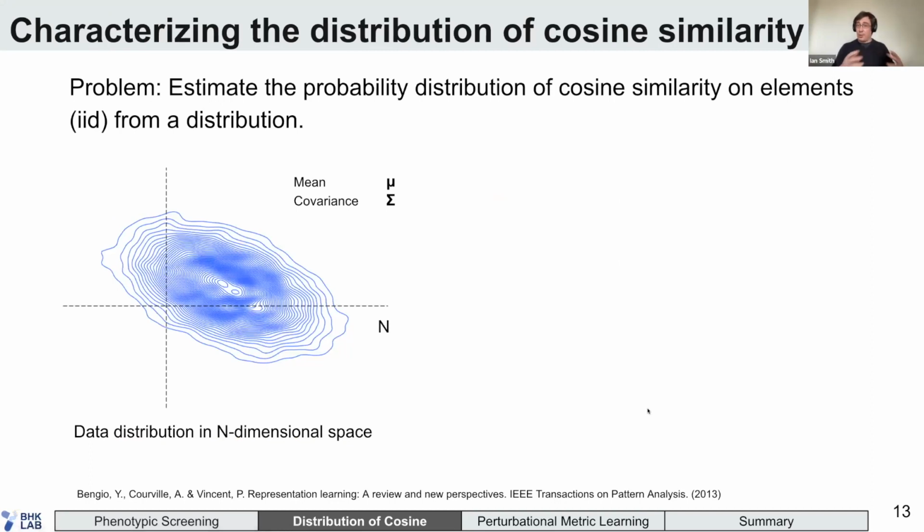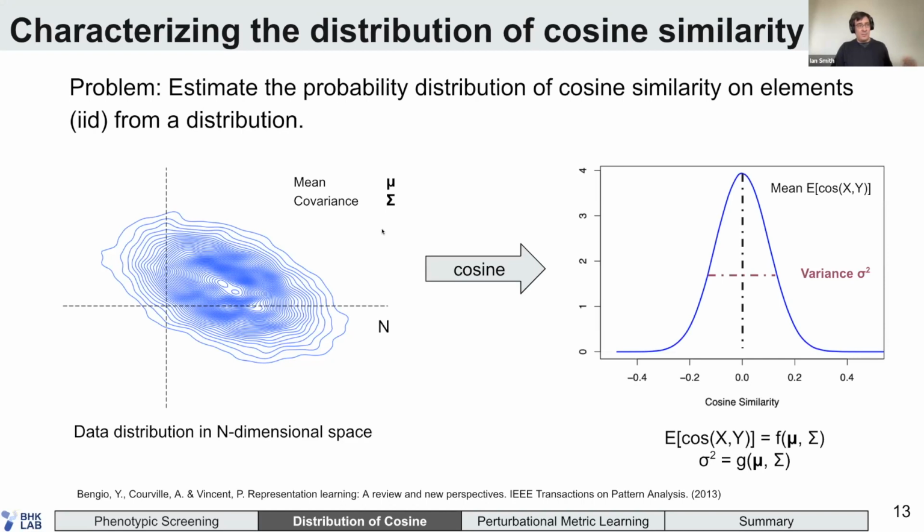So to state the problem that I'm trying to solve, the goal is to estimate the probability distribution of cosine similarity given a data distribution. So imagine you have data living in an n-dimensional space. This is a little cartoon showing some density plot, and you can characterize this data distribution by the mean and covariance of your data. If you then take samples from this data set, IID, and compute cosine similarity on those samples, you're going to get some distribution. And you can characterize this distribution with the mean cosine similarity and the variance or standard deviation of the cosine similarity. And what we want to do is come up with some sort of functional form, like write down what the mean and variance of cosine similarity are as a function of the mean and covariance of the data distribution. So we'd like to be able to say, okay, what is the mean of this cosine similarity and what is the variance of that?